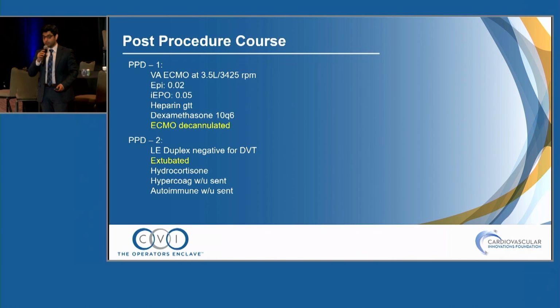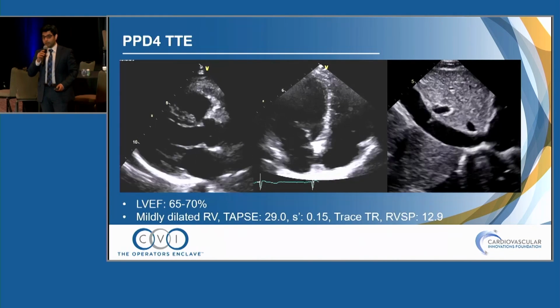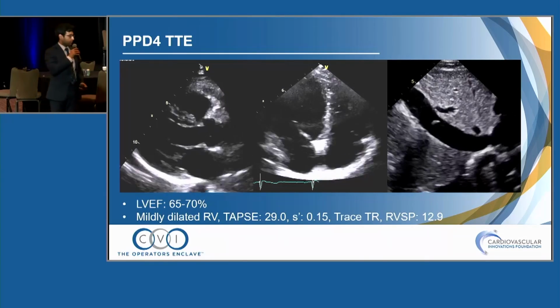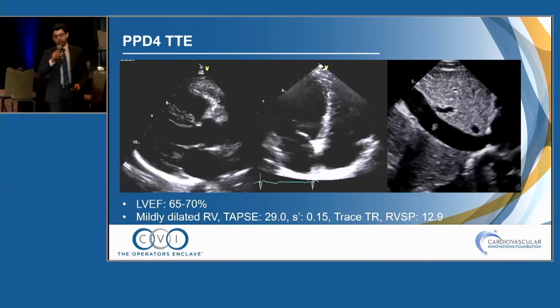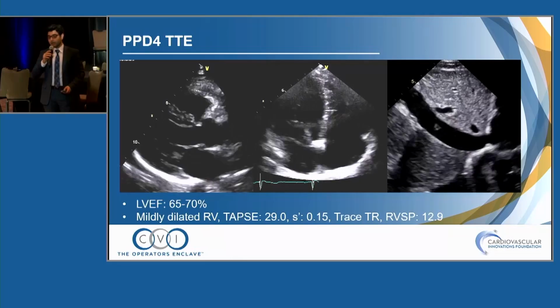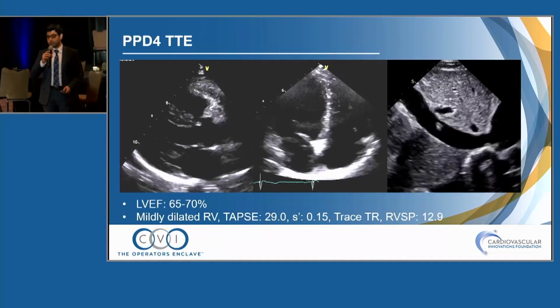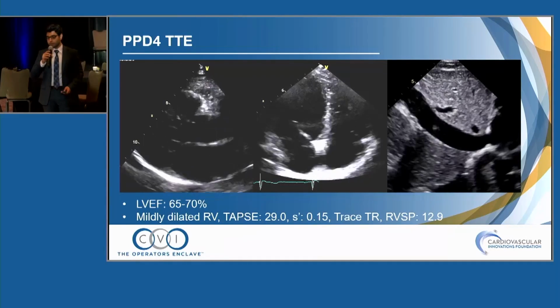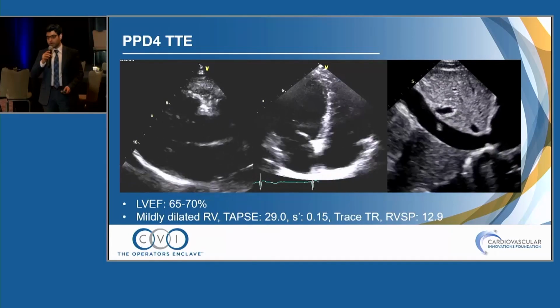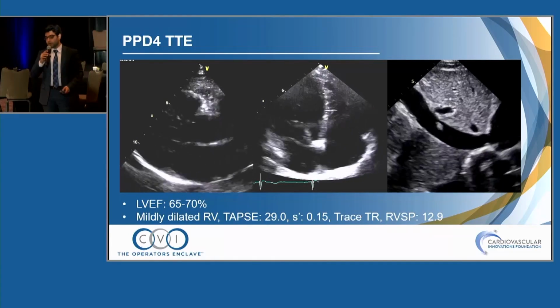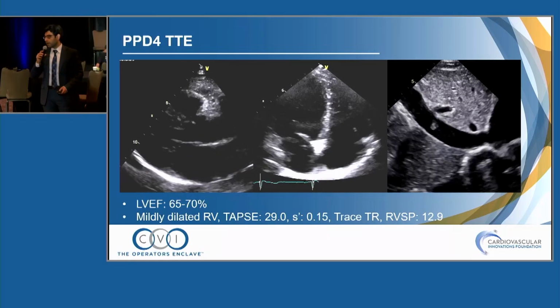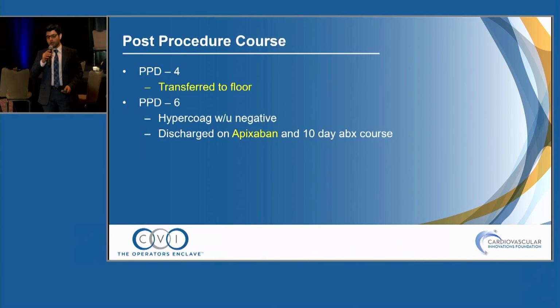The day after that, she was extubated, and a repeat surface echo was done 4 days after the procedure, which showed a significantly less dilated RV, significantly improved RV function, in fact normal RV function, and some trace TR. And there was a small clot in the IVC, or what we thought was clot, likely from ECMO cannulation. She was transferred to the floor, and 2 days later discharged on apixaban.